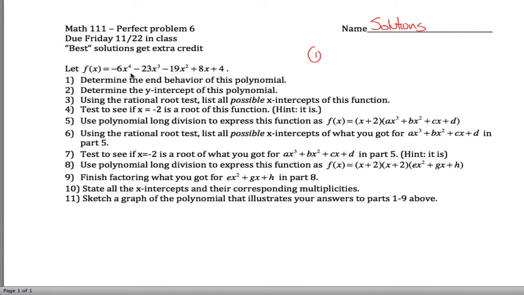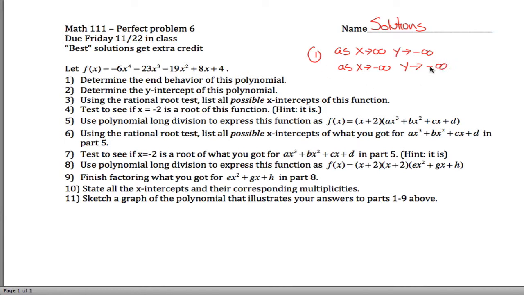Because the term of highest degree here has an even exponent, that means it's going to go in the same direction when it goes to the right as it goes to the left. Because it's negative, it's flipped upside down. What I'm trying to say is when we go to the right, we're going to go down. When we go to the left, we're also going to go down.